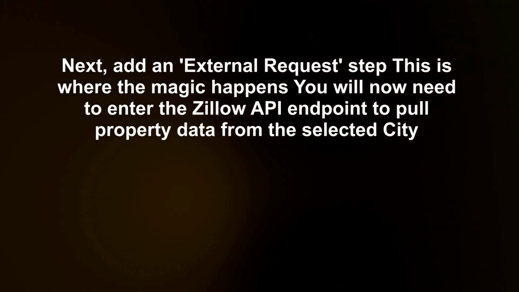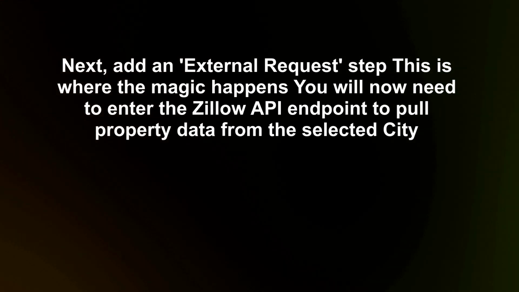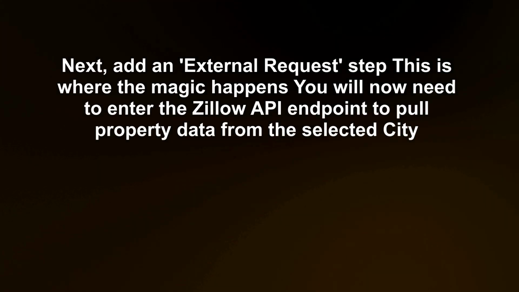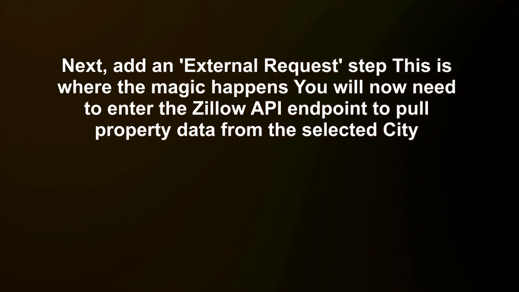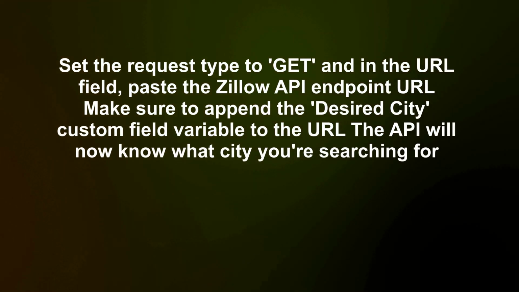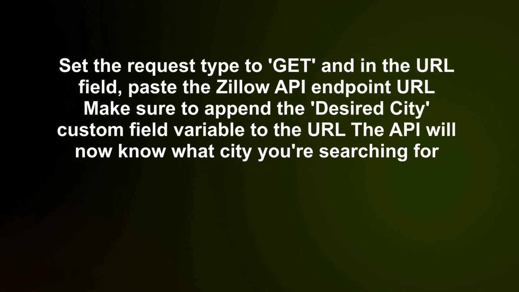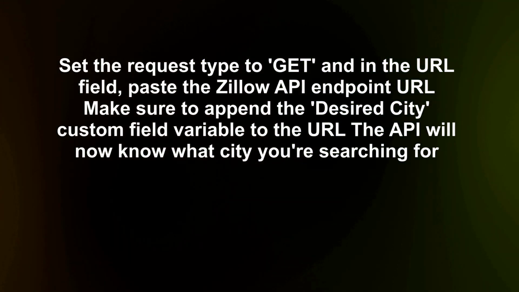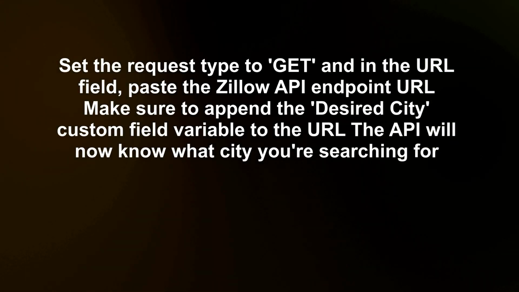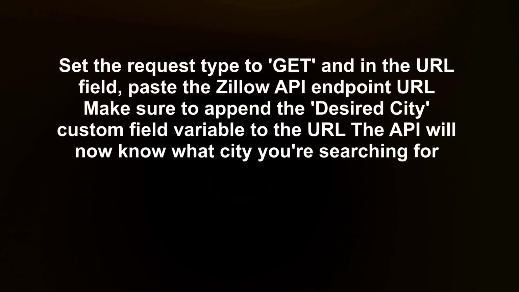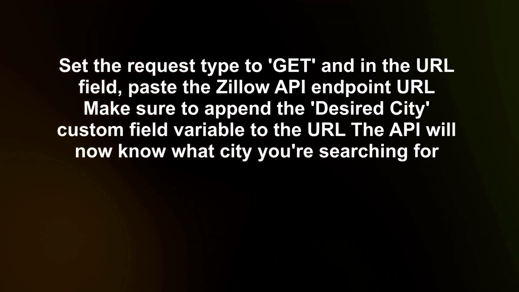Next, add an external request step. This is where the magic happens. You will now need to enter the Zillow API endpoint to pull property data from the selected city. Set the request type to GET and in the URL field, paste the Zillow API endpoint URL. Make sure to append the desired city custom field variable to the URL. The API will now know what city you're searching for.